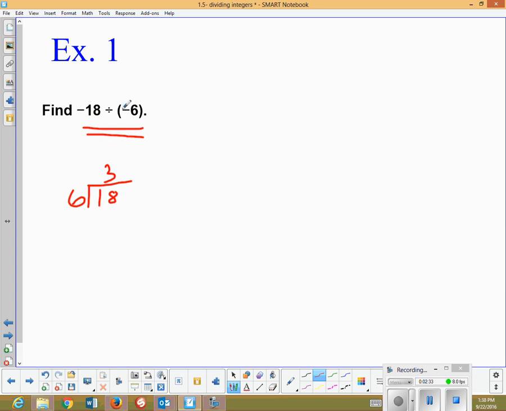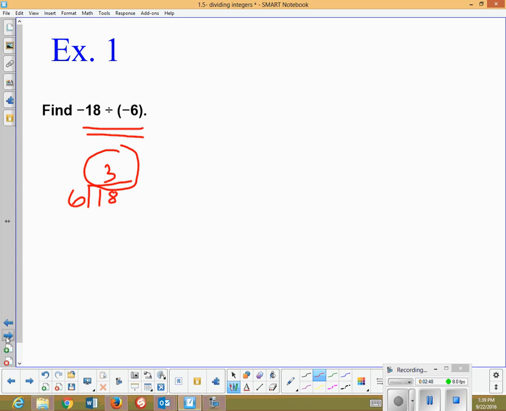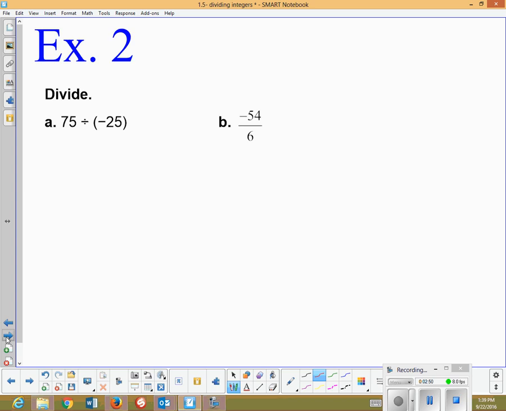Now, all you need to do is figure out what signs they have. They have the same signs. So if they have the same signs for division, the answer is going to be positive. So the answer is positive 3. Again, if you don't remember your rules for multiplication and division, please study it. Okay, so here are the rules one more time. All right, let's go ahead and go to example 2.